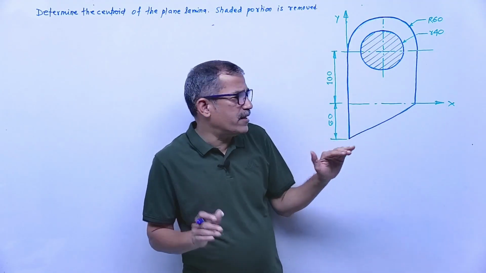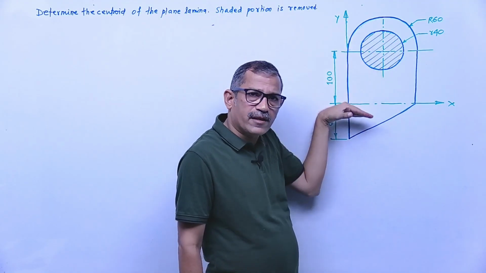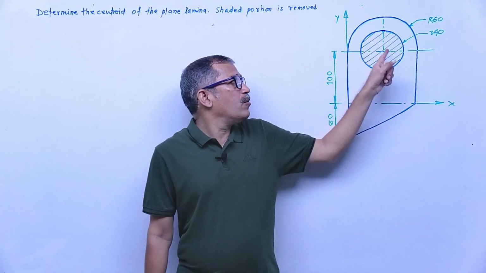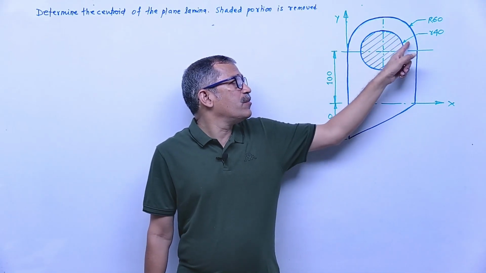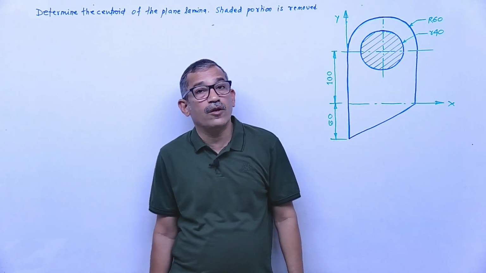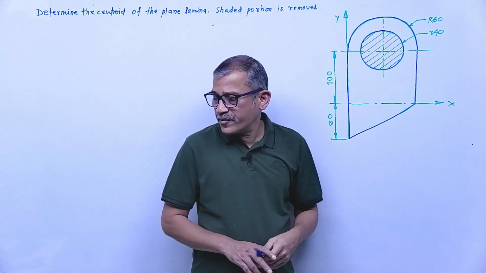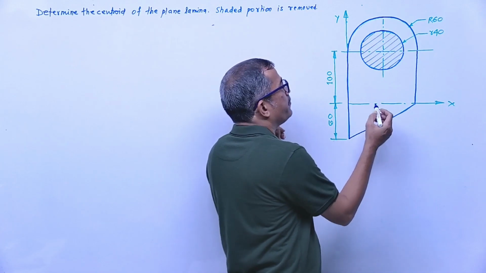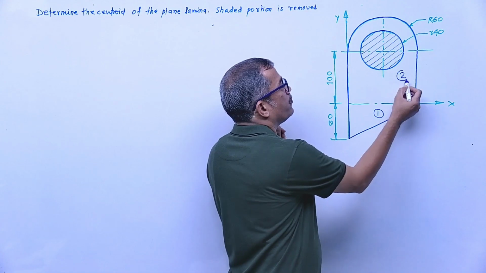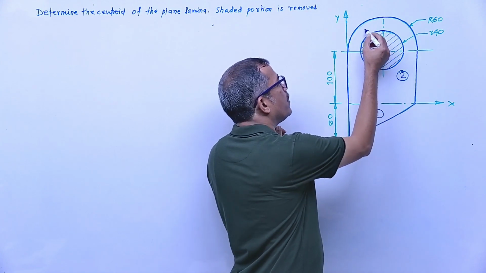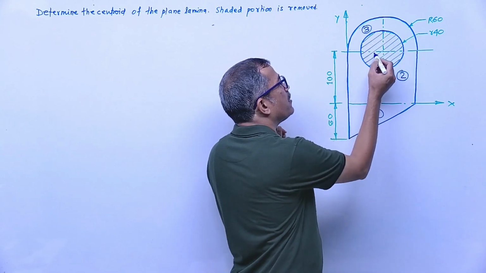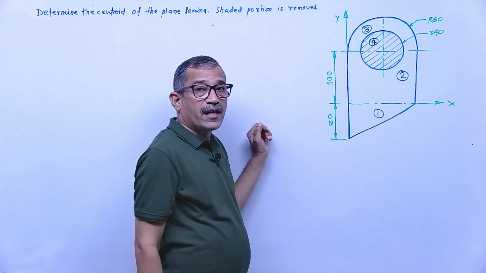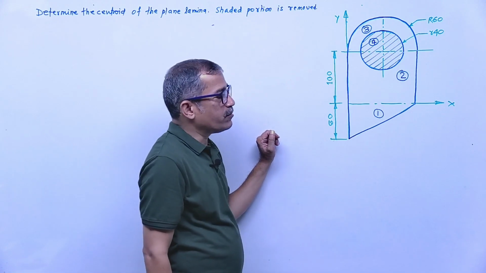First component triangle, second component rectangle, third component semicircle. All these are added. One triangular part, in that a rectangular lamina is added, next a semicircular lamina is added, and then one circular lamina of radius 40 is removed. How many components? 4. We'll give some numbers to the components. This one is component number 1, triangle. This one is component number 2, rectangle. Component number 3 is the semicircle, and the circular component is 4. The fourth component is removed, so its area will be written with a minus sign.